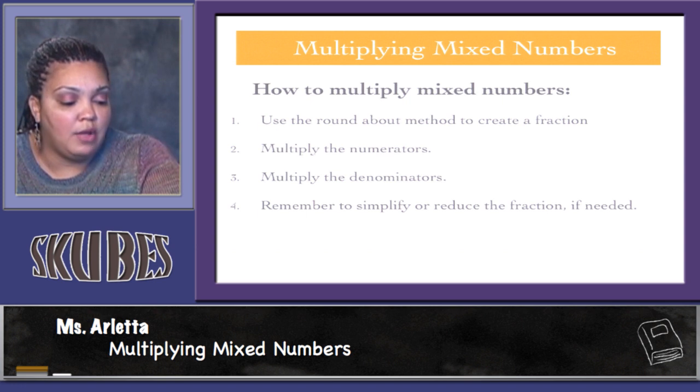First, you will use the roundabout method to create a fraction. Second, you will multiply your numerators. Third, you will multiply your denominators. And last but not least, always remember to simplify or reduce the fraction if needed.